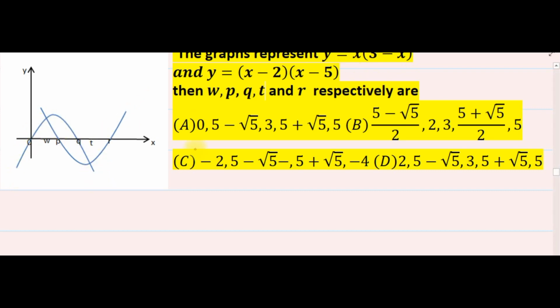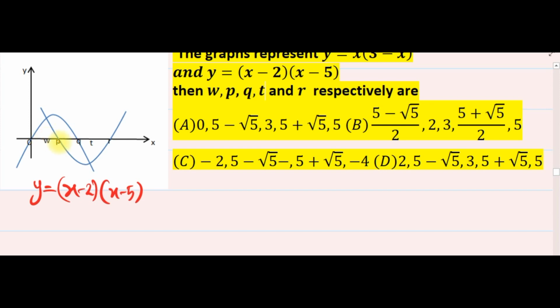And as you can see, you notice that P and R are the roots of this, while 0 and Q are the roots of this. So I'm saying that for the concave up function, that is y equals (x minus 2)(x minus 5).